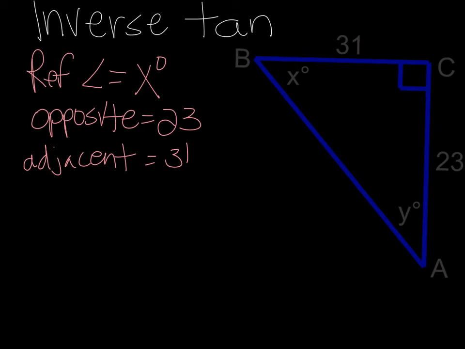Once again, I'm going to go ahead and set up my tangent ratio like I normally would. Tangent of my reference angle, which we know today is x, equals opposite over adjacent. Now, since we have a variable on the left-hand side with our trig ratio, we need to get rid of that. And the way we do that is we do the opposite of what's been done, and that's called inverse tangent, which looks like this.